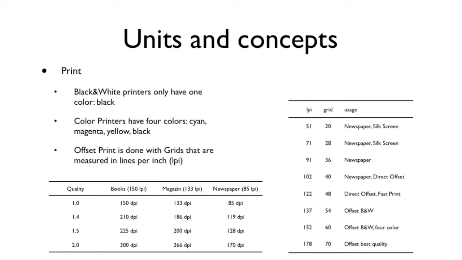So what you see also here on the right is the grid usage for the different types of printing. For newspapers, it has an LPI of 91, and that's less than, actually, newspaper usually goes with 85 dpi. That's all it's got. Well, that's okay. It's good enough. You don't need much more. And only if you go for really high glossy prints, even then 300 is sufficient. You don't need more than that.